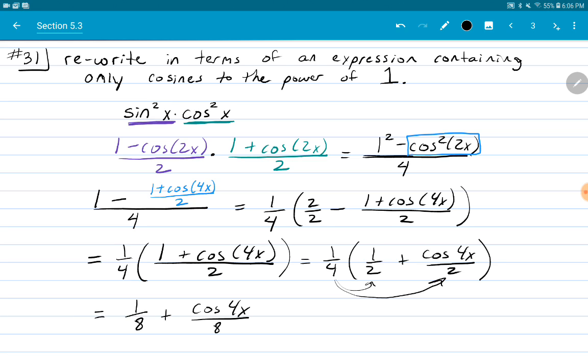And I think that is pretty good. I might take this one step further just to express it in powers of, it's already cosine in power of 1, but just to put that fraction out in front so I see cosine by itself as a power of 1. And I think that is a good final answer. There we go.